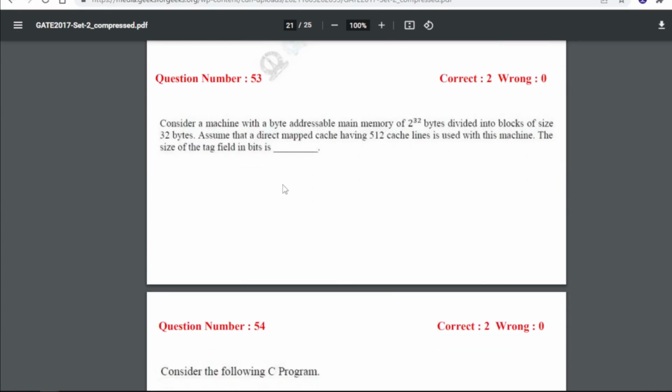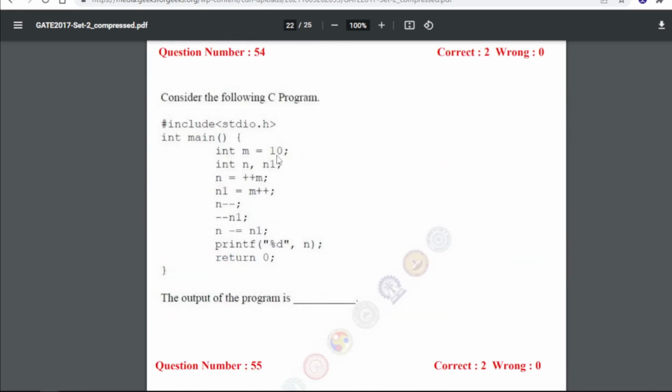53 is, consider a machine with a byte addressable main memory of 2 to the power 32 bytes divided into blocks of size 32 bytes. Assume that a direct mapped cache having 512 cache lines is used with this machine. So the size of the tag field in bits is what? So for 53 our answer will be 18.0.